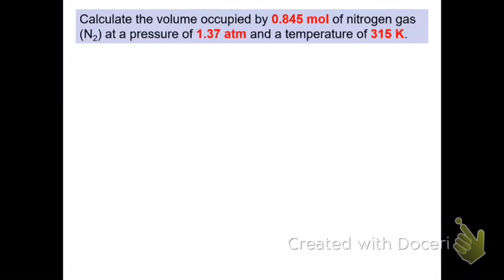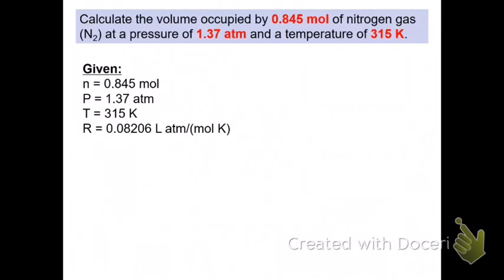All right, so let's apply this equation in this example problem here. Calculate the volume occupied by 0.845 moles of nitrogen gas at a pressure of 1.37 atmospheres and a temperature of 315 kelvins. So we're given the number of moles, we're given the pressure, we're given the temperature, and we have to find volume. We can use the ideal gas law equation, which is PV equals nRT.